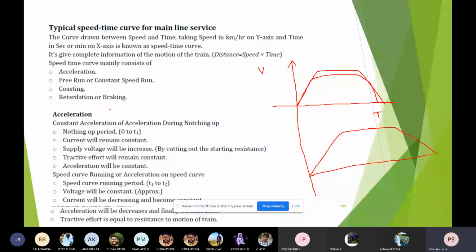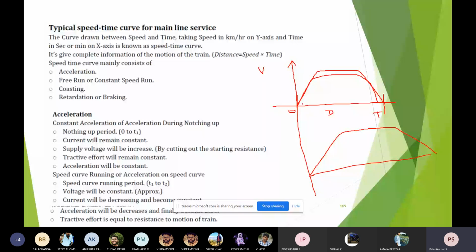Given complete information of the motion of the train, that is the distance, if you know the distance to be traveled, this is the starting point and this is the point where the next station is. Between them is the distance. Usually the distance is speed into time. This is the originating station, this is the destination, the next station. This graph is usually drawn between these two stations only.